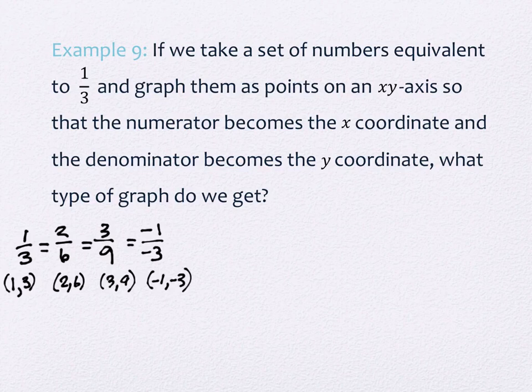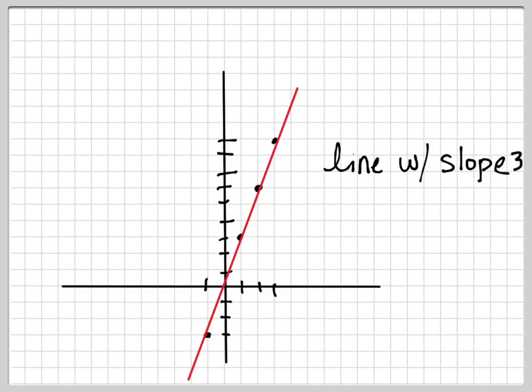What's the ordered pair at the origin? 0, 0. It doesn't fit in with this description, does it? 0 over 0 is not 1/3 like everything else was. So our graph actually will have a hole in it right there at the origin, because it doesn't work. It doesn't fit with the description. So this would be a line with slope 3 and a hole at 0, 0.